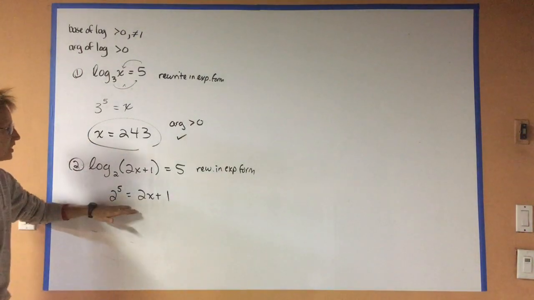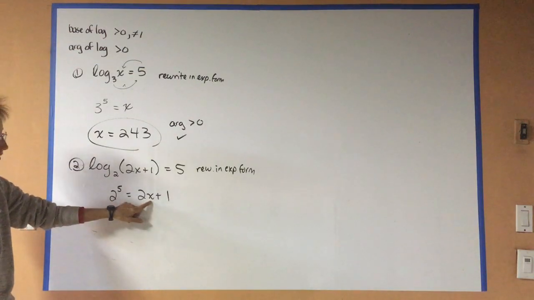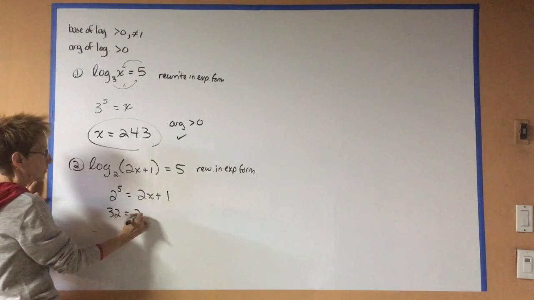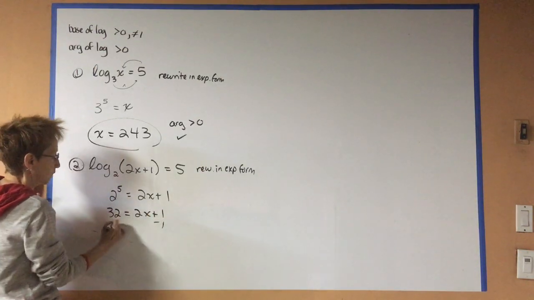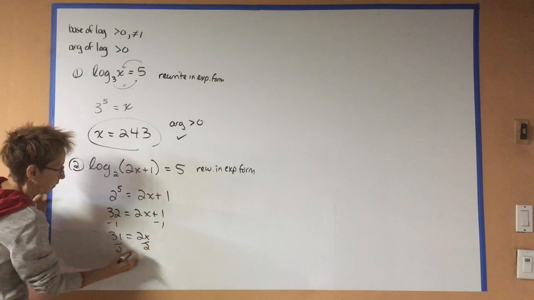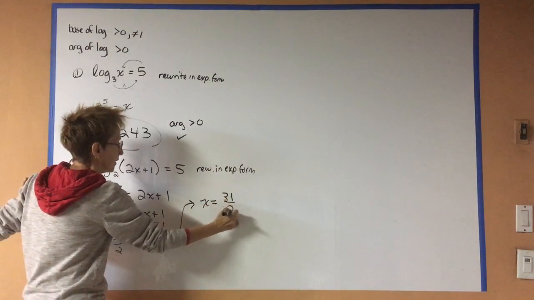What kind of an equation is it now? There's the unknown now. It's linear. I know how to do this. Well, first I need to go figure out what 2 to the 5th is. That's 32. Equals 2x plus 1. I'll subtract 1. I'll get 31 equals 2x. I'll divide by 2. So I get x is equal to 31 halves.